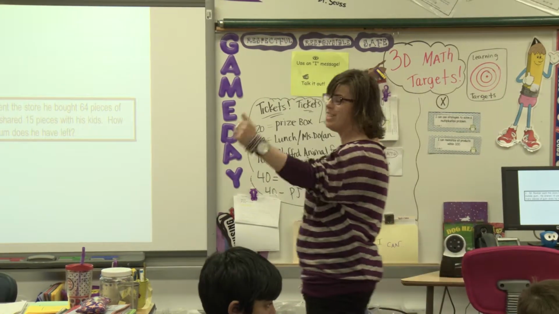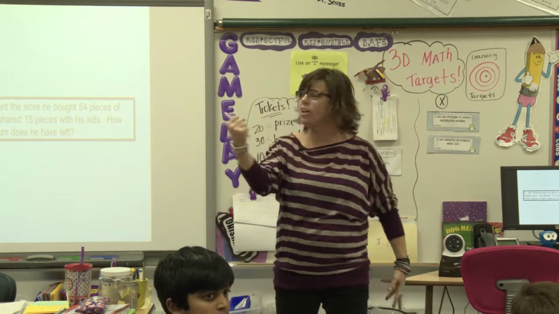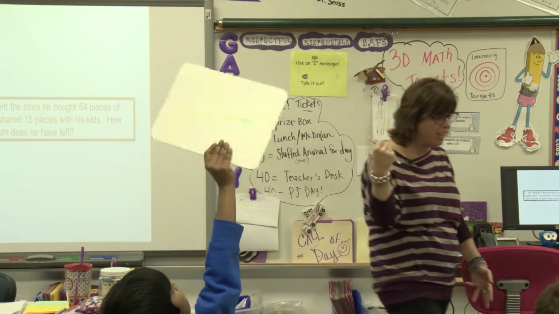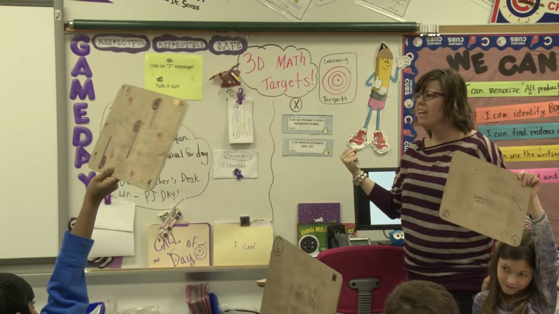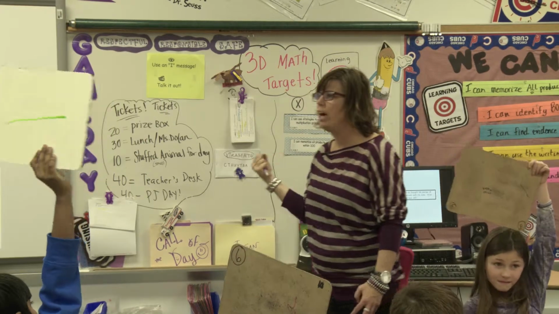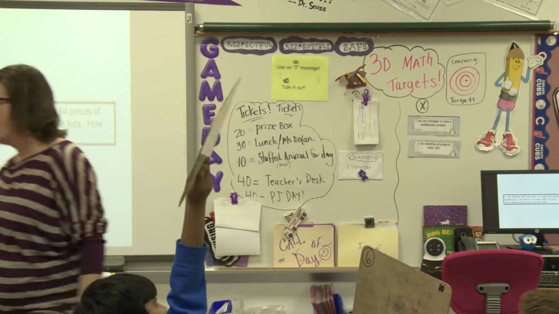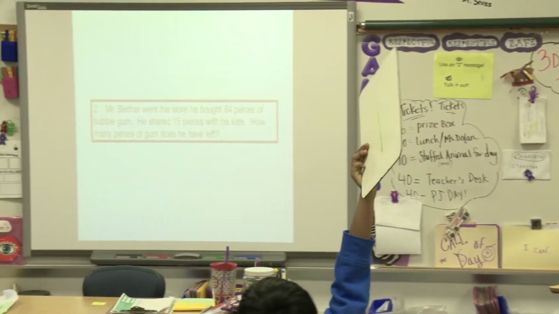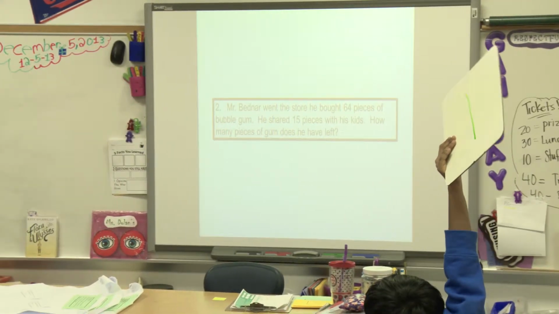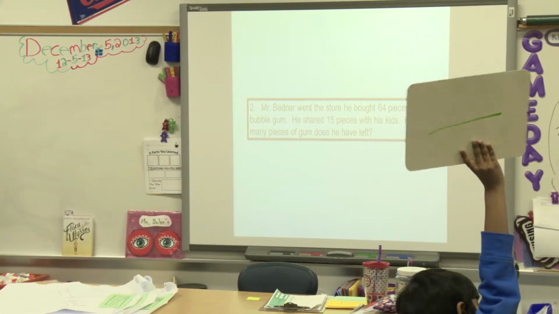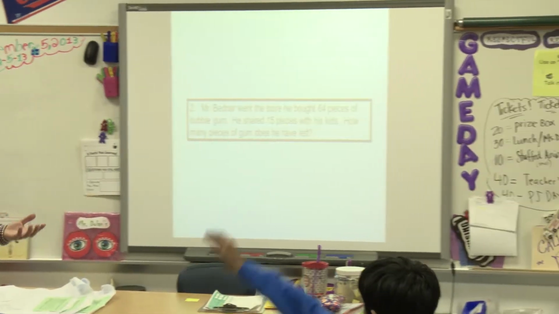Mr. Bednar has 64 pieces of gum. He shared 15 with his kids. Lucky kids. What do you have? Put it on the board. What is the operation? Ooh, I see a lot of this. Minus. What made you think it was a subtraction problem or takeaway?